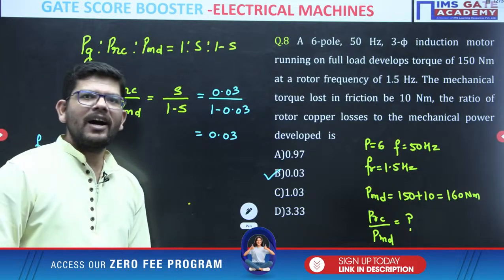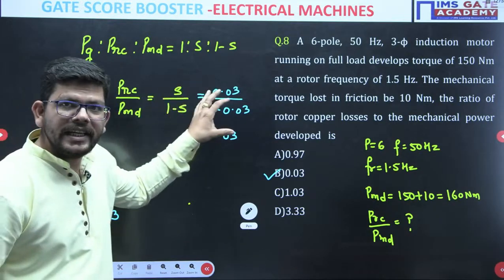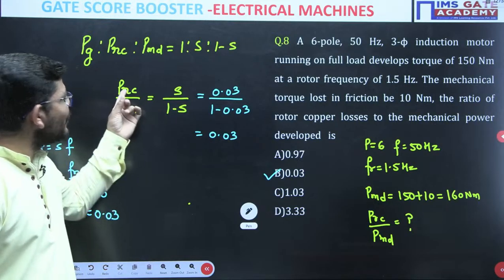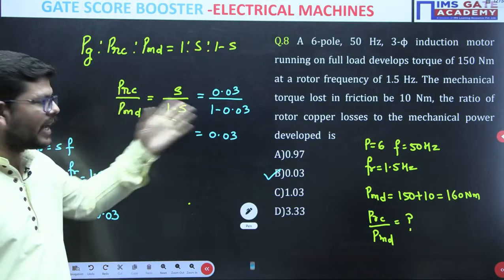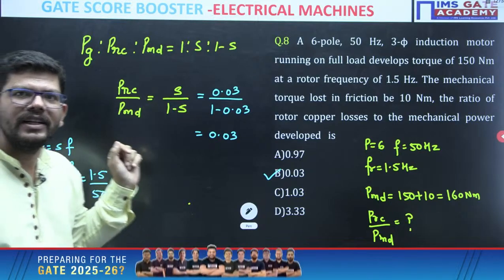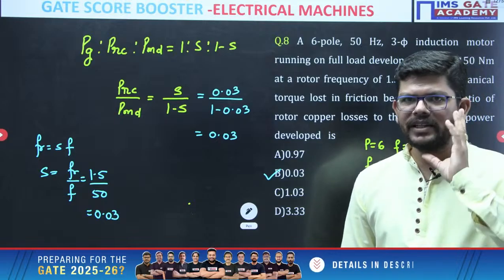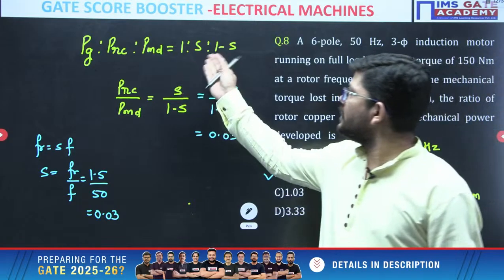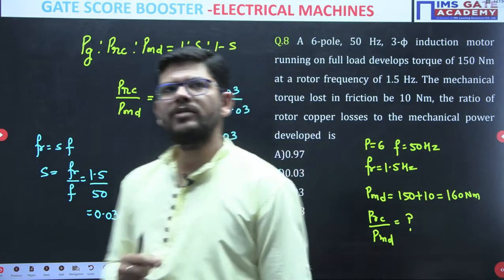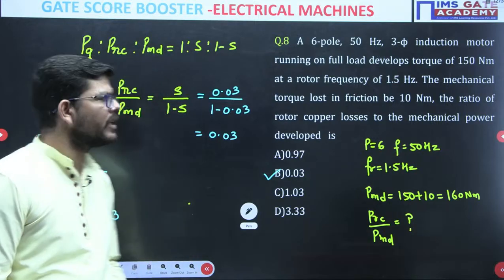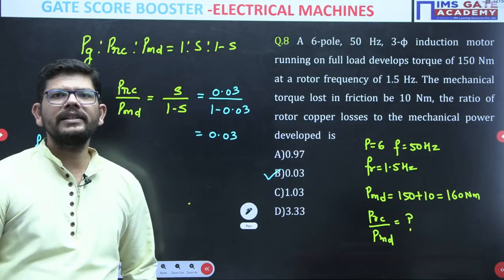Now tell me, how many of you have done exactly in the same way, and how many of you have calculated the copper losses first, then the mechanical power developed, then calculated the ratio? So you may waste your time, but think wisely. We have this ratio already, so this ratio is S upon 1 minus S. We need the slip value only, and through the slip we can very easily get this, right?